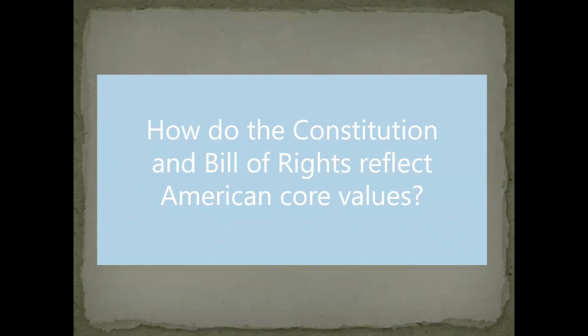So here's a question. How do the Constitution and Bill of Rights reflect American core values? Well, stop and think about it for a second. I'm going to pretend you did. You've got checks and balances, limited government, right? Government can't do whatever it wants to do. The other branches can check each other.